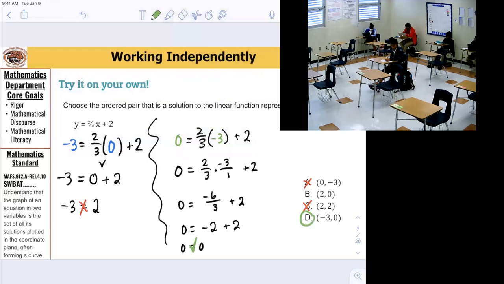Miss, but how come the Y can be replaced, but isn't it not supposed to be replaced? In this question, we had to replace the X and the Y because we have to try each and every coordinate point and see if it works out. So I had to replace the X and the Y and then see if you got the same answer. Okay. Any other questions?